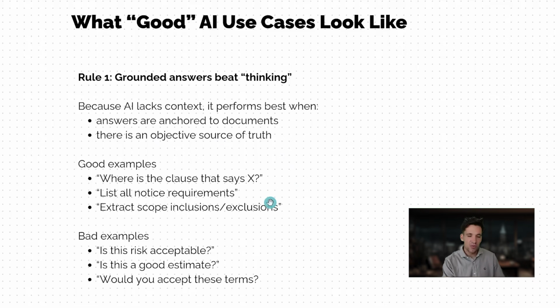Good examples of this would be asking AI what the clause in the contract says, listing all the notice requirements, extracting the scope, inclusions, and exclusions. It's answering based on the reference documentation.